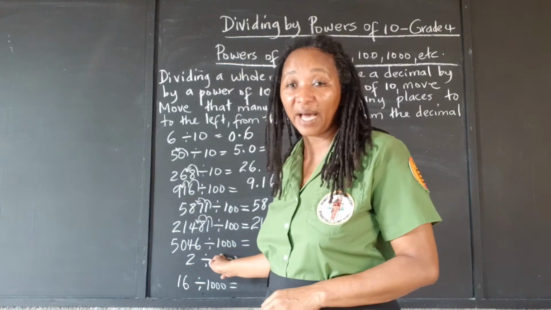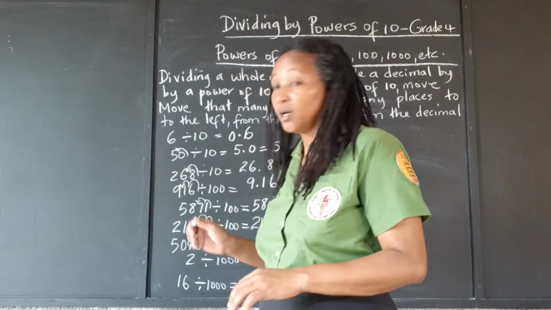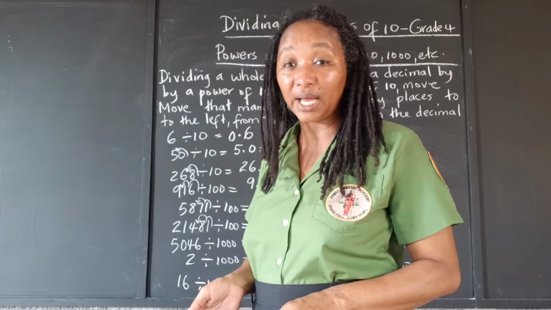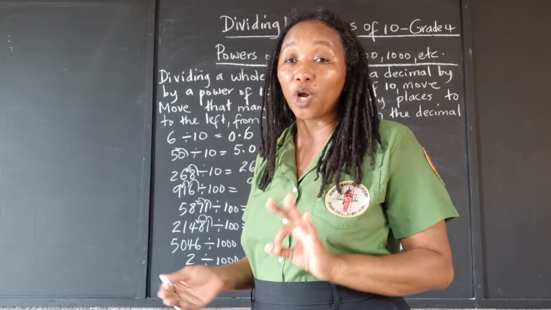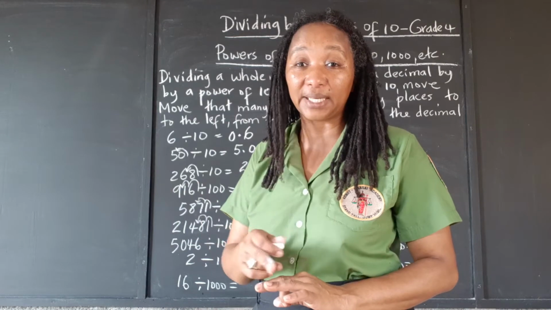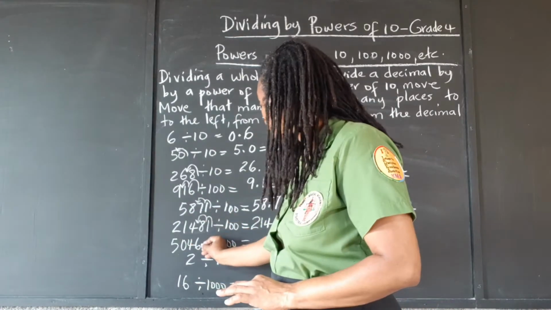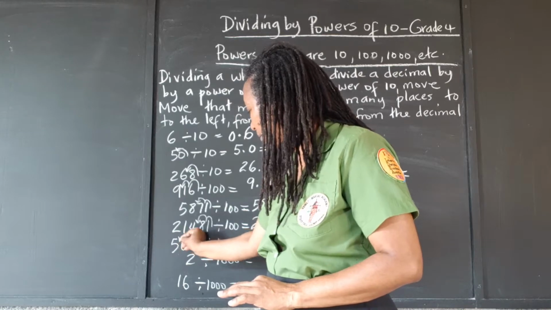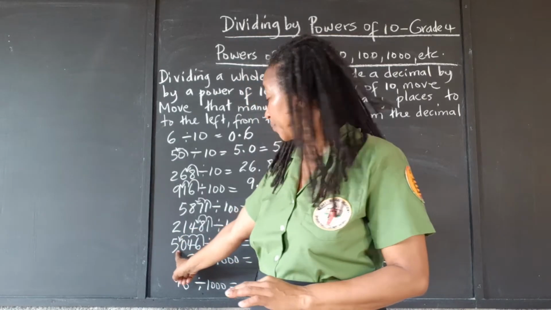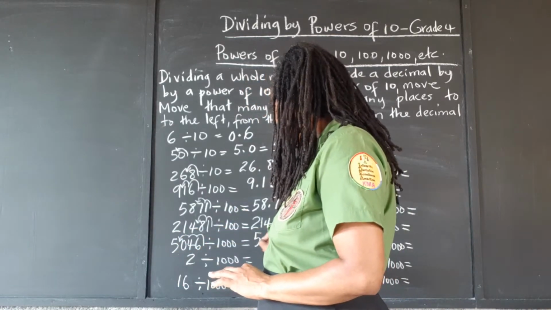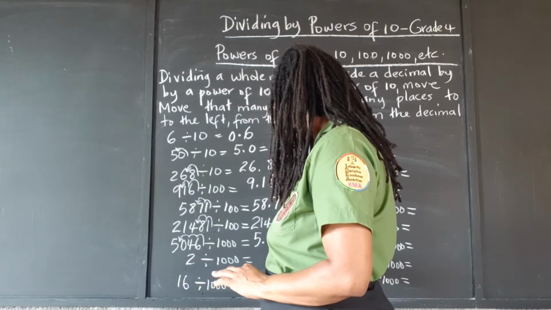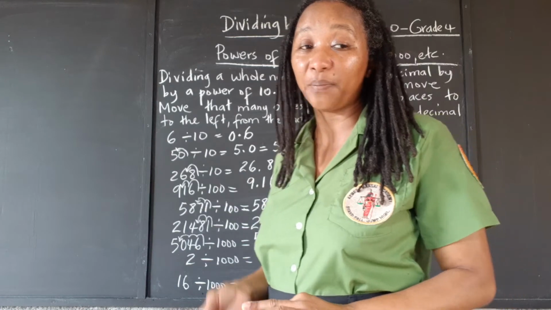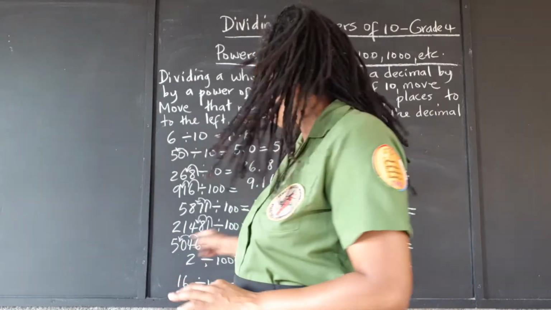5,046 divided by 1,000. So we're dividing by 1,000. How many zeros does 1,000 have? 3. So we're going to be moving 3 places to the left. So that's 1, 2, 3. Right here. So it will become 5.046. 5,046 divided by 1,000 gives us 5.046.